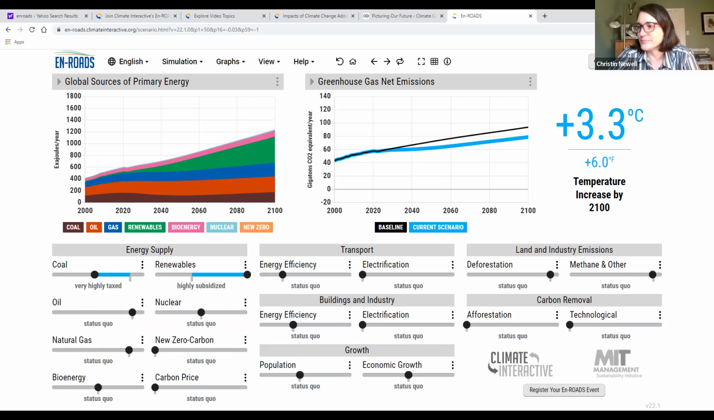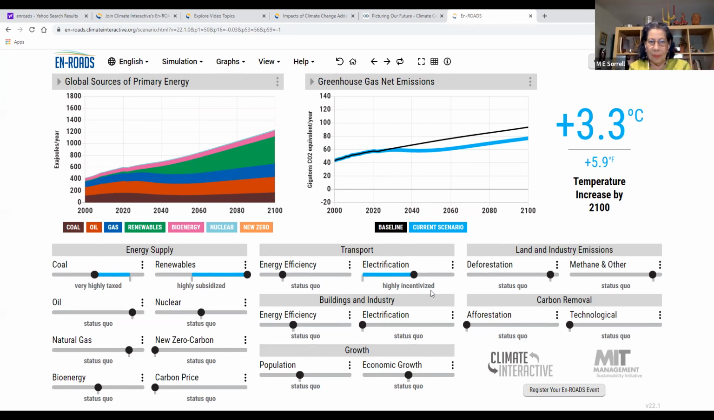And who likes electric vehicles? They're awesome. So let's do some electrification of our vehicles. Okay. So again, it says highly incentivized. So that's what the government does. It's what it's based on.